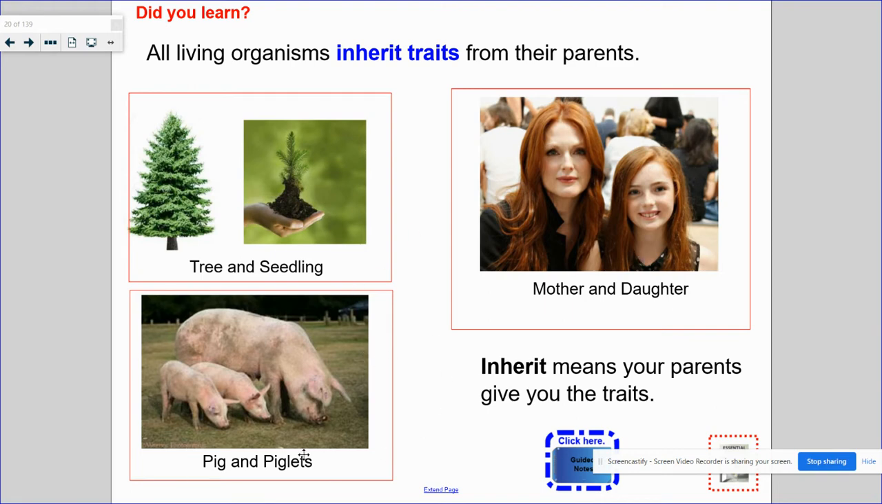The Nearpod is going to pause, and I want you to tell me a trait that you think these little piglets got from their parent pig. So when the video pauses, you can type that in, or you can record yourself telling me what characteristic or trait these little piglets inherited from their parents. Okay? Inherit means your parents gave you the traits.